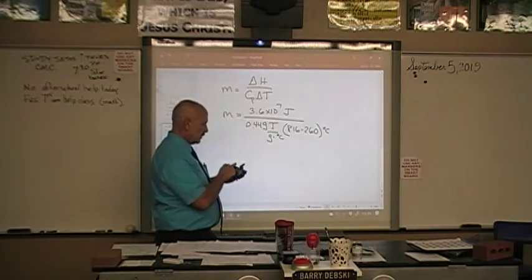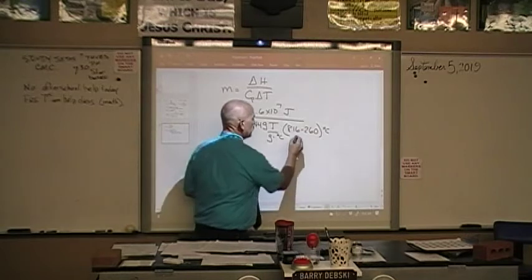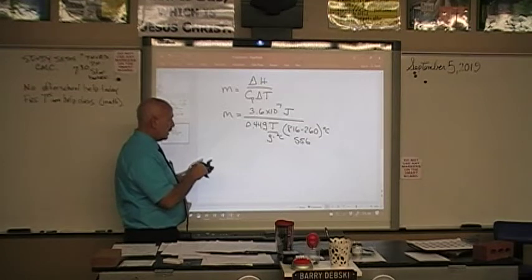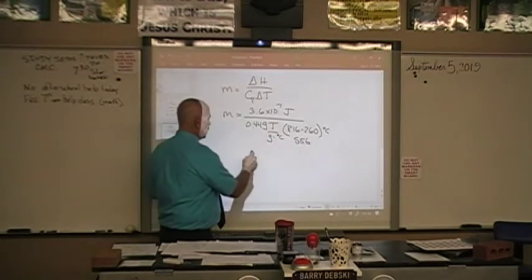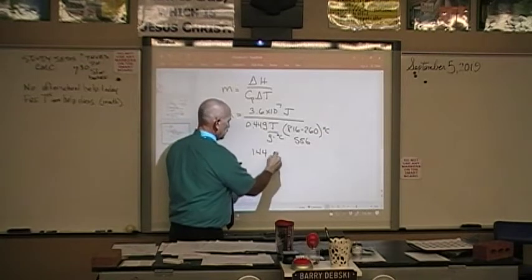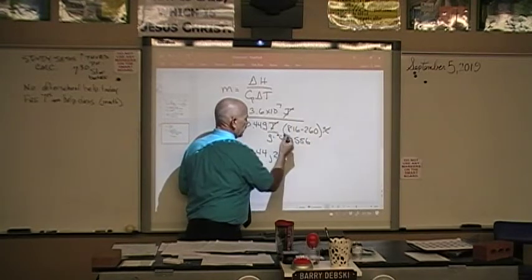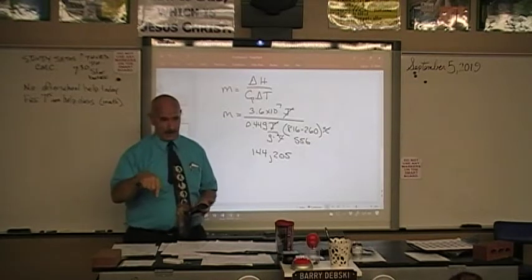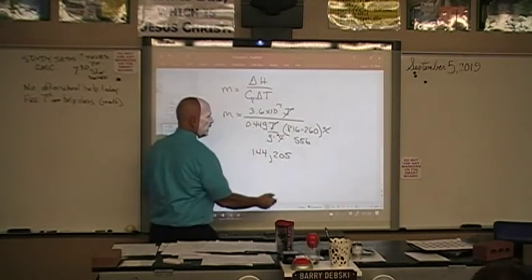Okay, never mind, I'm going to have to start over again here. 816 minus 260, 556. Okay, so final answer here, 3.6 EE7, divide by 0.449, divide by 556 equals 144,205. Joules cancel out, degrees Celsius cancel out. I have grams in the denominator of the denominator. So again, that's a complex fraction, which means the grams end up being in the numerator, which is what we need. So that's nice.